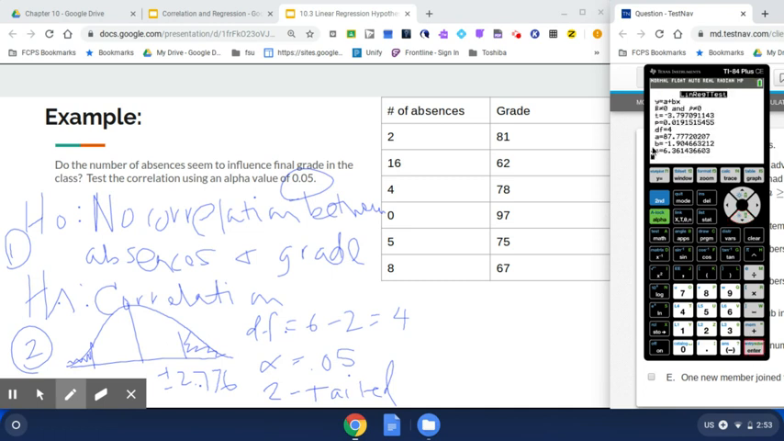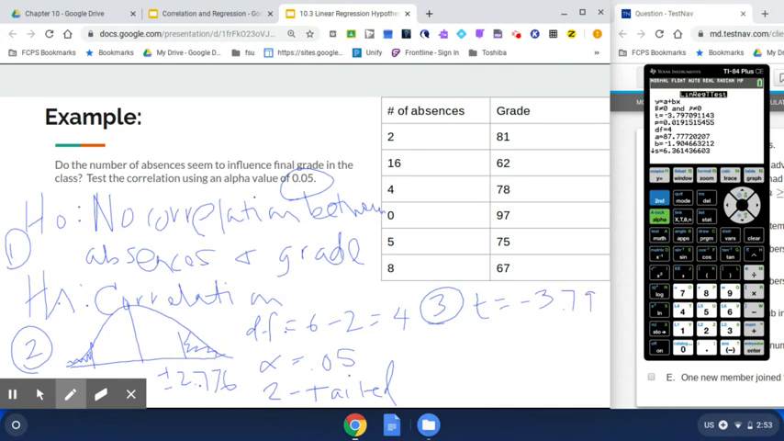Okay. Step number 3, the test statistic. That is the t equals value that we see in the calculator. So step number 3, the test statistic, t equals negative 3.797. The p-value is the next value that we see in the calculator. So the p-value is 0.0192.